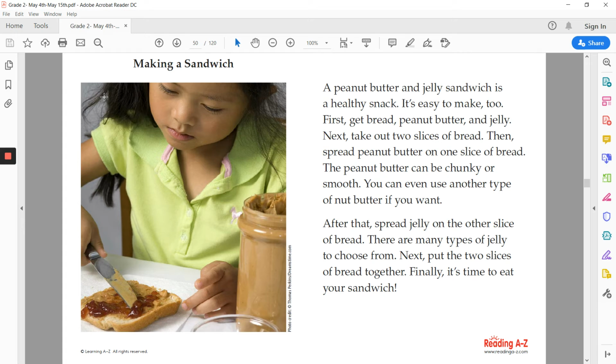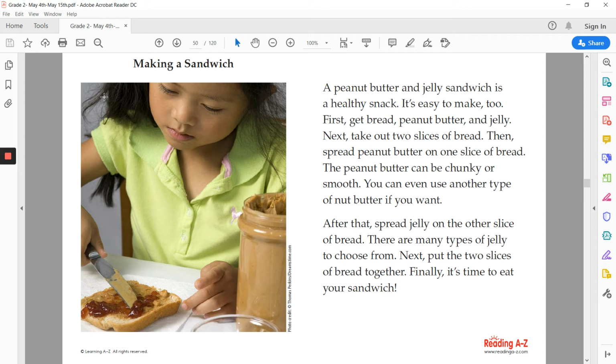Making a sandwich. A peanut butter and jelly sandwich is a healthy snack. It's easy to make too. First, get bread, peanut butter, and jelly. Next, take out 2 slices of bread. Then, spread peanut butter on 1 slice of bread. The peanut butter can be chunky or smooth. You can even use another type of nut butter if you want.